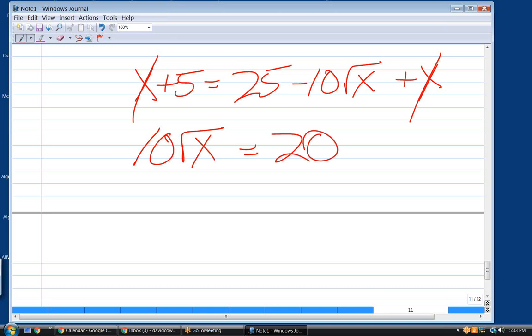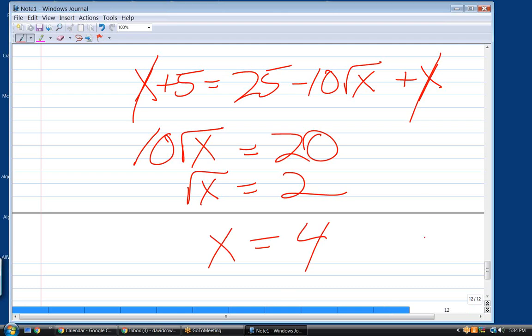Next step. Could you change the radical into the fraction form? Well, we're trying to isolate that. We've got to do one more thing before we isolate that. Divide both sides by 10? Yeah. So now I have square root of x equals 2. Now what? Square both sides. x equals 4.